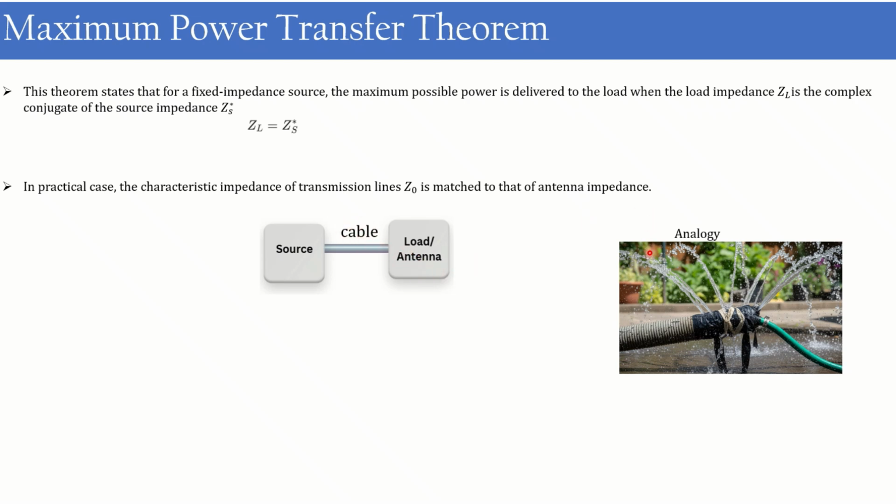This is one of the analogies usually used to introduce impedance matching. Here we can take the diameter of the hose as the impedance. This hose has more diameter and this one has less diameter. That means the diameters of the two hoses are not matched. So when the water flows from one hose to the other, you can see that the water is getting leaked.